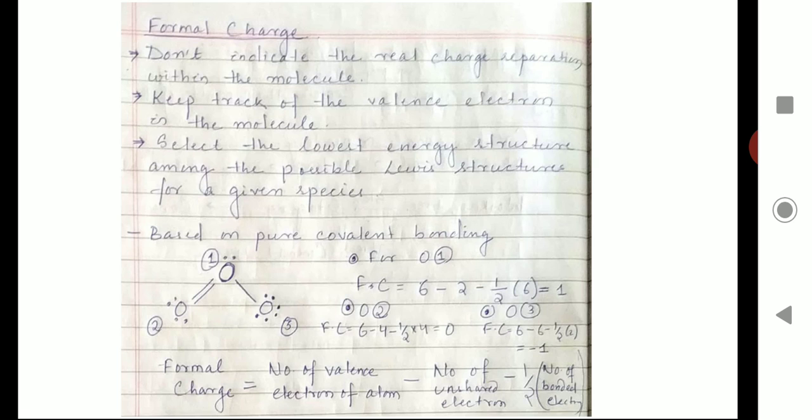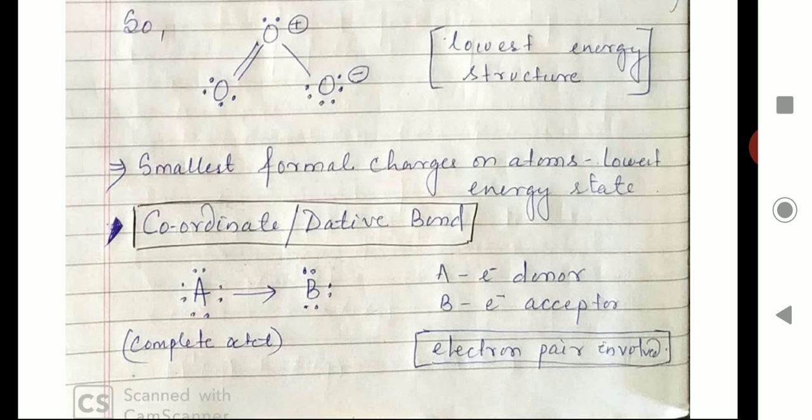Similarly, for oxygen 2 we get 0, and for oxygen 3 we get minus 1. So for ozone, oxygen 1 has a plus 1 charge and oxygen 3 has a minus 1 charge. Here I have shown ozone with a plus charge and a minus charge on oxygen 1 and 3, and it is the lowest energy structure.